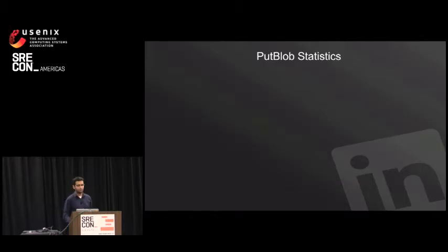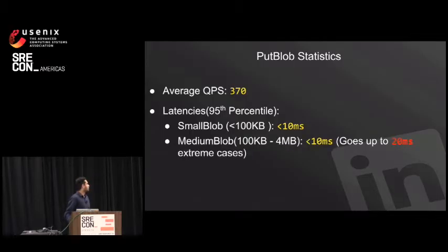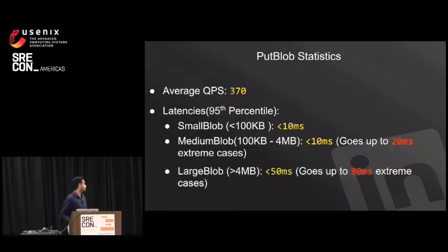Now, mentioning some numbers for put blob, the average QPS that we get is around 300 to 500 every day. It varies a lot depending on the situation. The latency for a small blob, that is usually less than 100 kilobytes, is less than 10 milliseconds. For a slightly bigger blob, within the range of 100 KB to 4 MB, it goes from 10 to 20 milliseconds. For an extremely large blob that's beyond 4 MB or in multiple GBs, it can go to 50 or more, depending on the size.